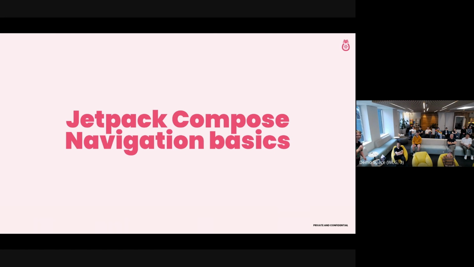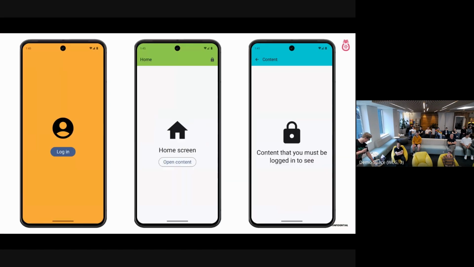So to a few of you, this will be covering ground that you already know, but we'll go over this anyway for anyone who hasn't used Jetpack Compose navigation before. I've created a really basic sample app to keep referring back to over the course of the presentation. You can see there's a login screen, a home screen, and then a content screen, which we'll be deep linking into later on. The home and content screens, the user should only be able to see if they have logged in.